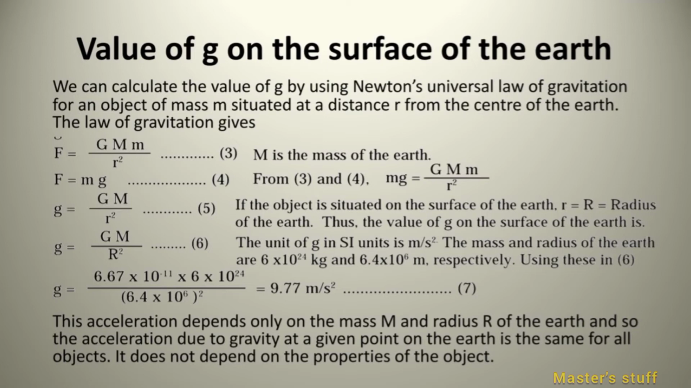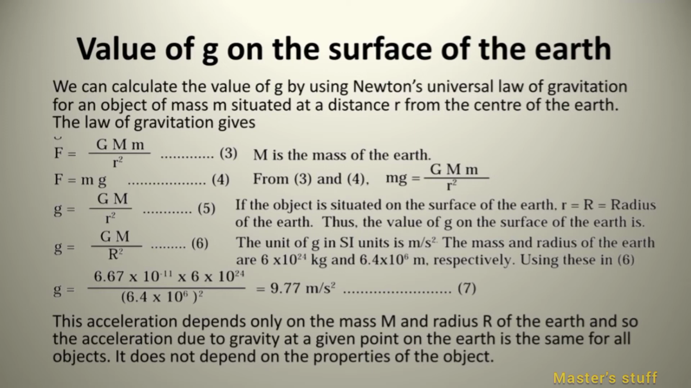Now, we are going to calculate the value of g on the surface of earth. So, the value of small r is equal to capital R, which is the radius of earth. Thus, the value of g on the surface of the earth is small g is equal to capital G into capital M upon capital R square.